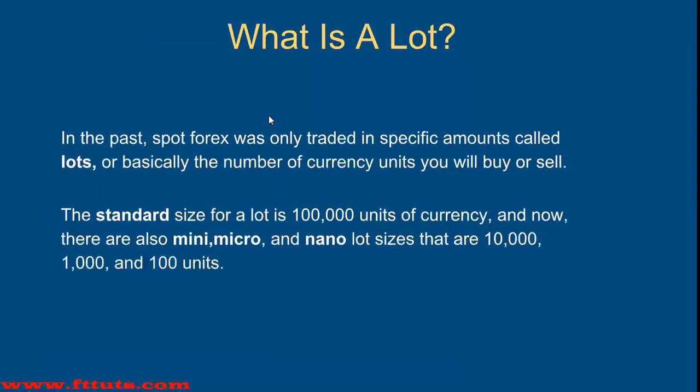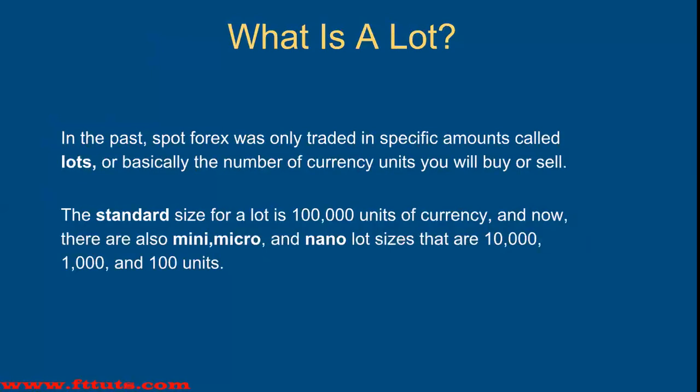So what is a lot? Now that we've covered pips, which I'm going to show you how to calculate, we're going to talk about what a lot is. In the past, spot Forex was only traded in specific amounts called lots. This is the number of currency units you will buy or sell. One standard lot is 100,000 units of a currency. Don't get overwhelmed if you don't understand this; we'll get right to the numbers. There are also mini lots, micro lots, and nano lots, which we don't really focus on at all.